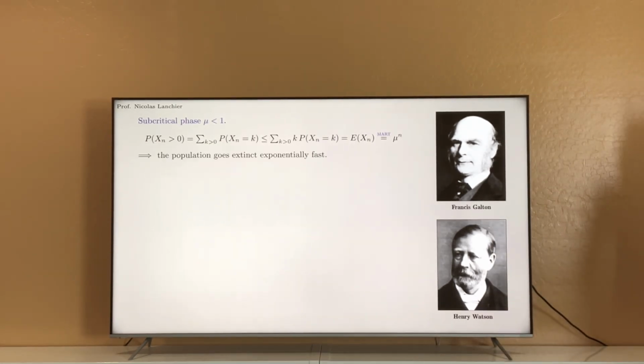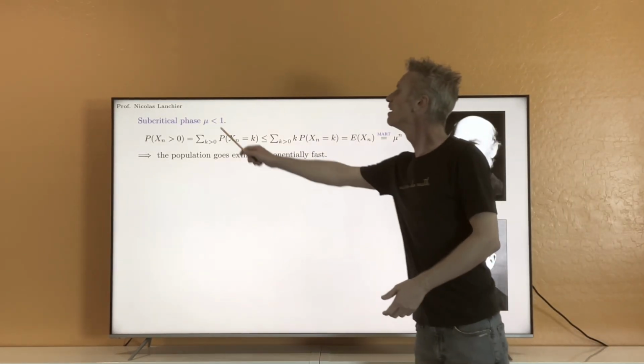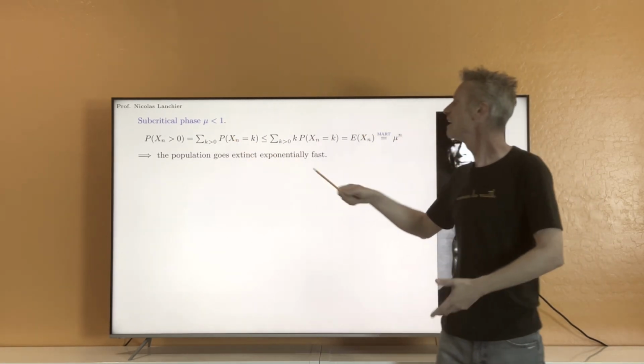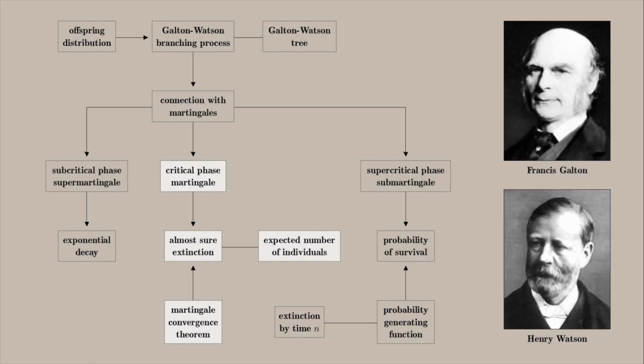And so from that we can conclude that indeed when mu is less than 1, the population goes extinct exponentially fast. So now let's study the limiting behavior of the process in the critical phase, and like I told you at the beginning of this video, in this case the limiting behavior is much more surprising, and in fact we can prove that the cumulative number of individuals across time is almost surely finite but infinite on average.